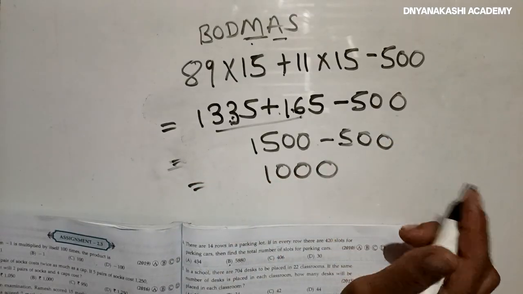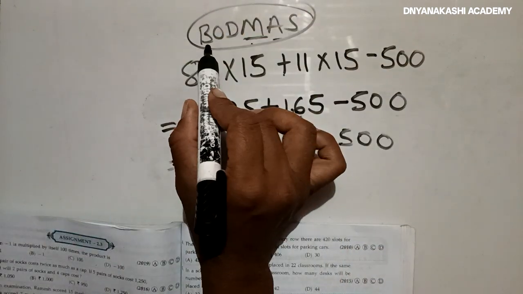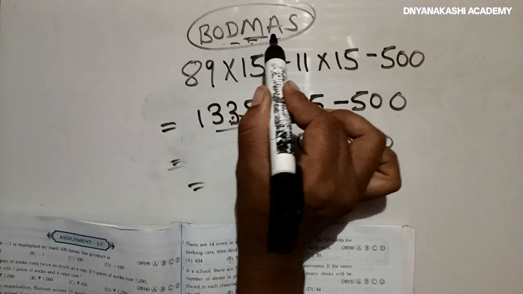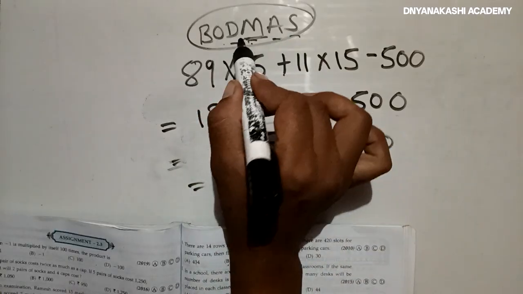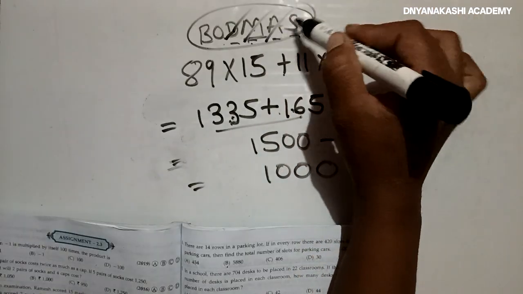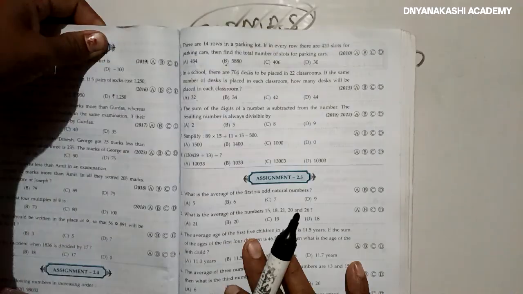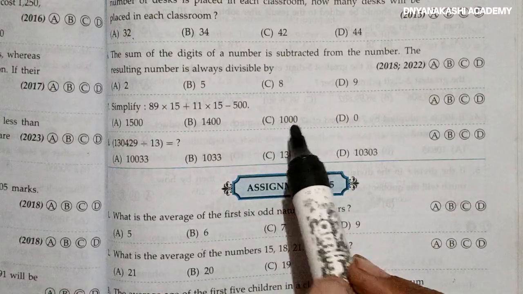Okay, all of you must know the BODMAS rule: bracket, of, division, multiplication, addition, subtraction. We do division first, after that multiplication, after that addition, after that subtraction. This one is the rule, and the correct answer is option C here.